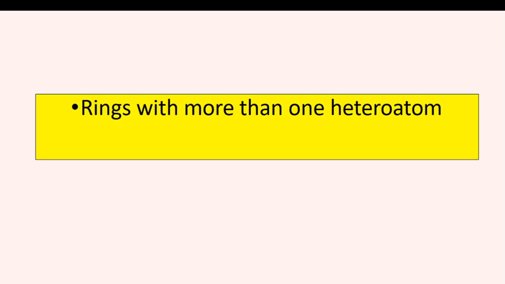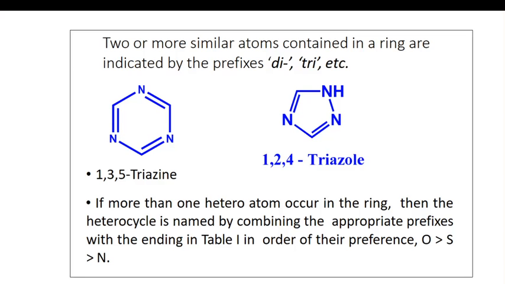Rings with more than one heteroatom. Whenever you have a ring with more than one heteroatom, two or more similar atoms contained in the ring are indicated by the prefixes di or tri, etc. So in this case it is 1,3,5-triazine because of the presence of nitrogen at the 1st, 3rd and 5th positions. Similarly here it is 1,2,4-triazole.